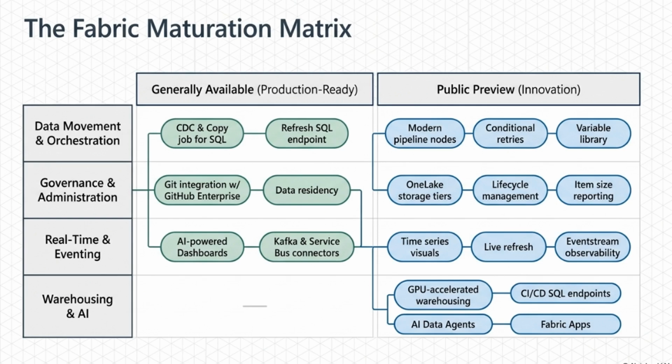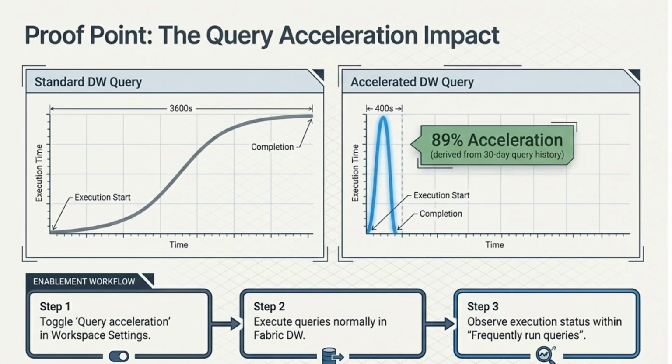Over in Meraki's recent data warehouse demo, she showed off a new feature called Query Acceleration. With literally just the flip of a switch in her workspace settings, her workloads were instantly sped up. Tracking it over a 30-day period, 89% of her queries were accelerated. Just imagine what that kind of frictionless speed is going to do for your team's time to insight.